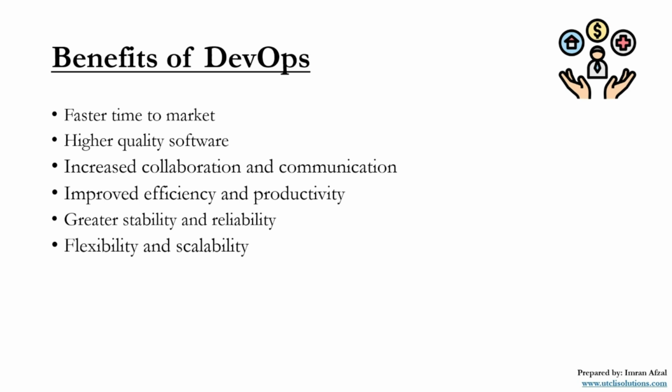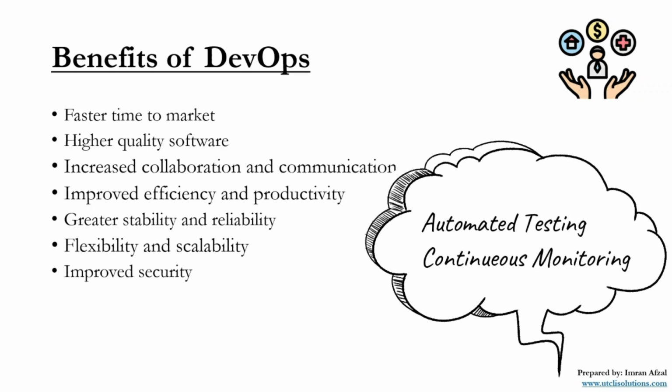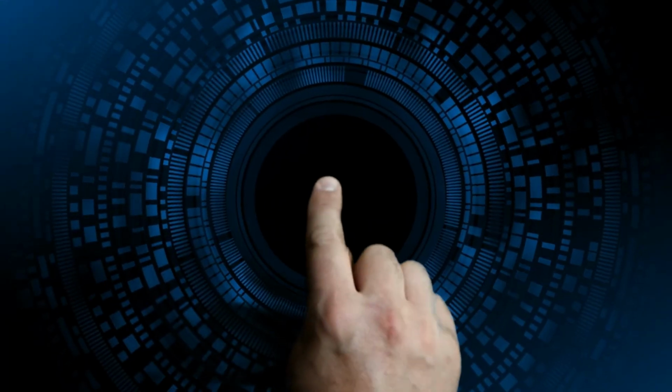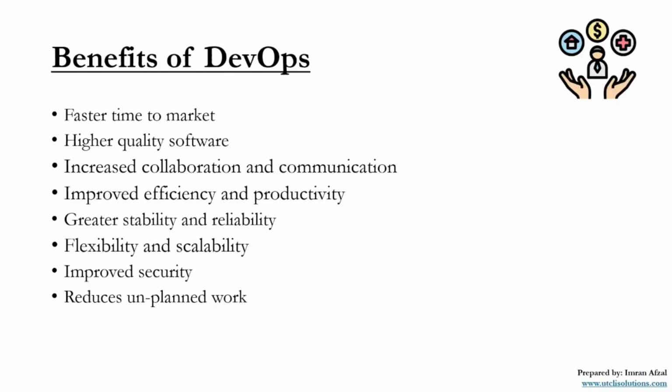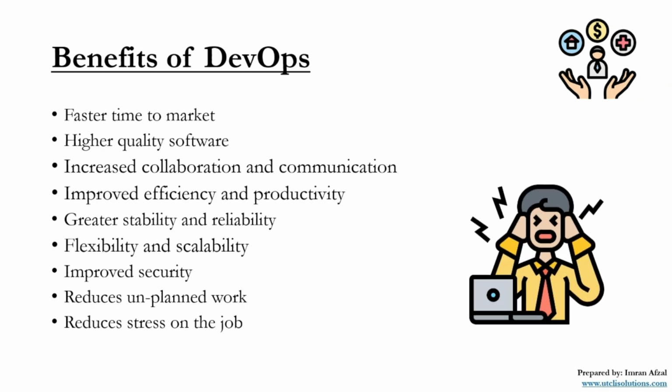All right, then moving on, flexibility and scalability. DevOps practices enable organizations to quickly and easily scale their infrastructure and software to meet changing business needs. Then we have improved security. DevOps practices such as automated testing and continuous monitoring can help to ensure that software is secure and meets regulatory compliance requirements. Then the other few of them are reducing unplanned work and also reducing so much stress that you could have on a job when you don't have that type of communication and collaboration among the different teams.